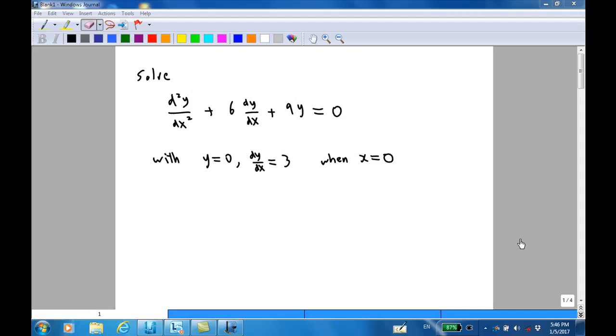This example will show you how to solve a homogeneous differential equation d²y/dx² + 6 dy/dx + 9y = 0, with y = 0 and dy/dx = 3 when x = 0. This is a homogeneous differential equation because the right-hand side is equal to 0.